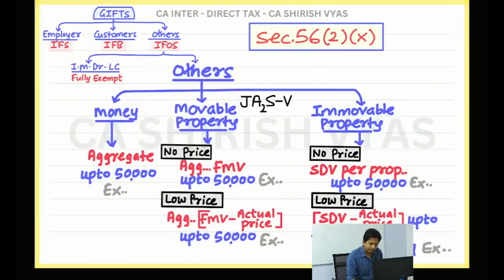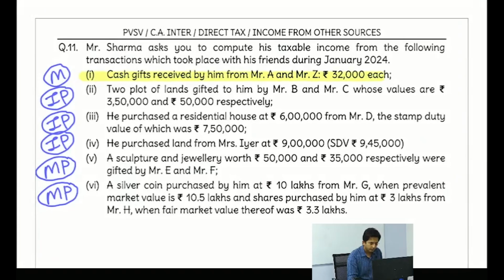Immovable property. In that also, is it no price or low price? They have written gifted. In low price, they will write the word purchase. If they write gift, it's free. If they write I have purchased, then it is low price. This is a fixed style of framing the question. If it is something free, they will use the word gift. And for low price, they don't use the words low price. They write purchase. But here the word is gift. So it is totally free.